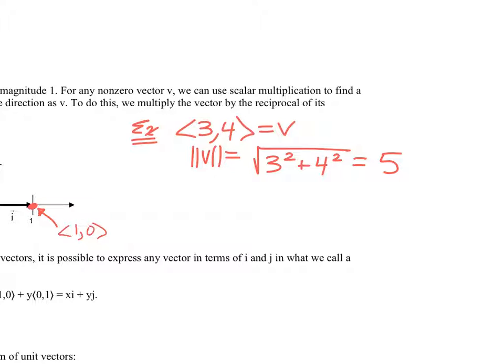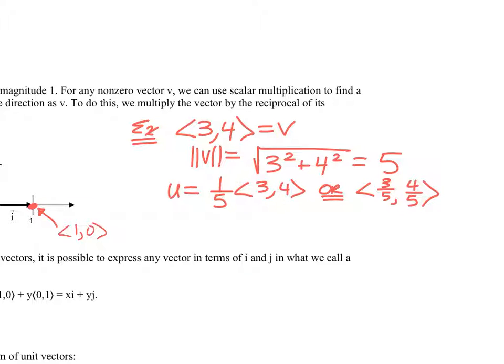All right. So U, the unit vector U, would be equal to that vector V multiplied by 1 over its magnitude. So 1 over 5 multiplied by vector V, 3, 4. Or we could run through with the 1/5 and call it 3/5, 4/5.